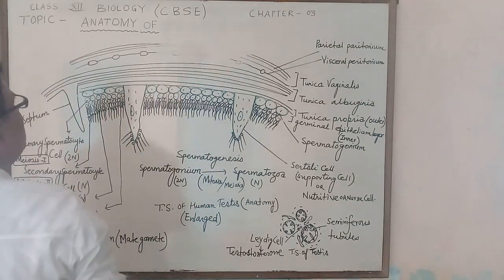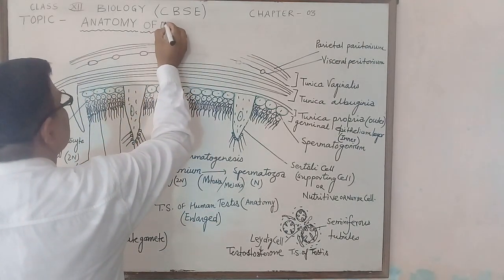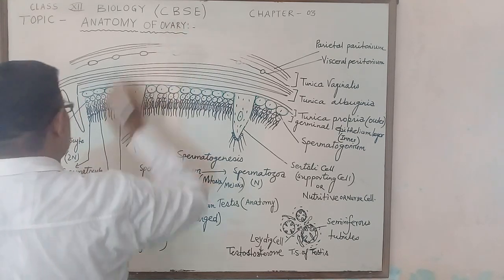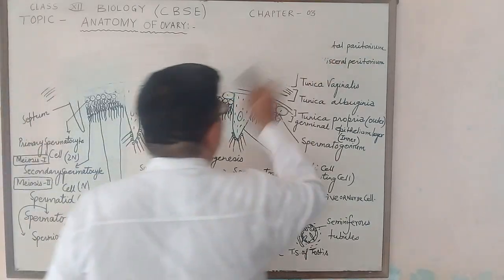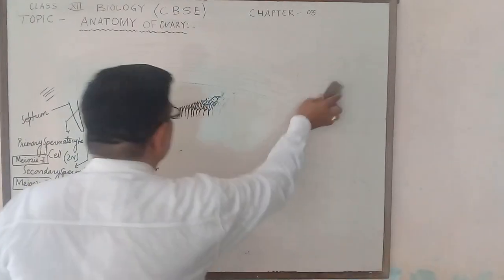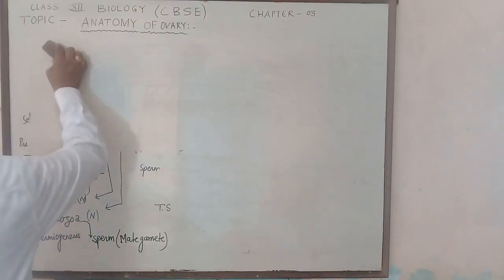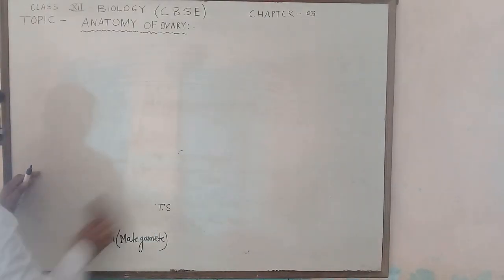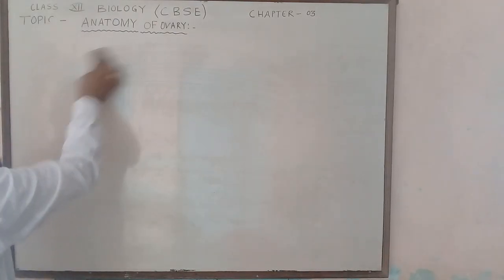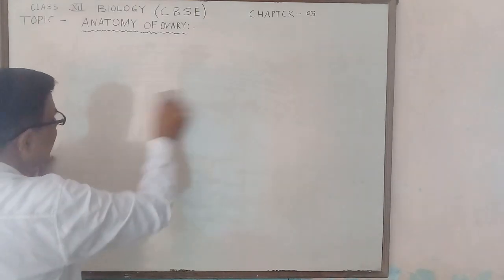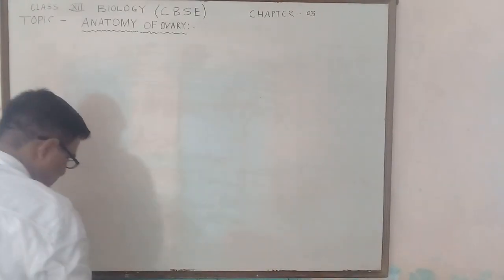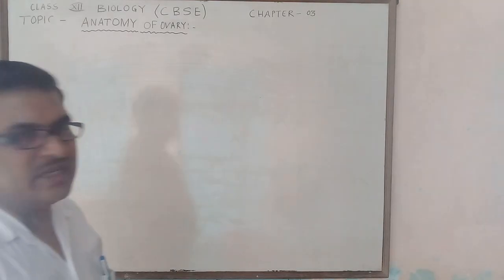Here I discuss the anatomy of the ovary, which is called the female gonad. The ovary is attached with the uterus by the help of a ligament, and it is also attached with the mesentery, which is present between the oviduct and the uterus.